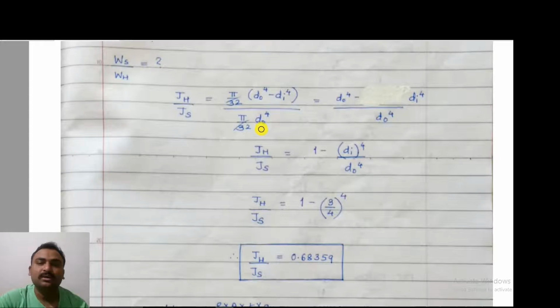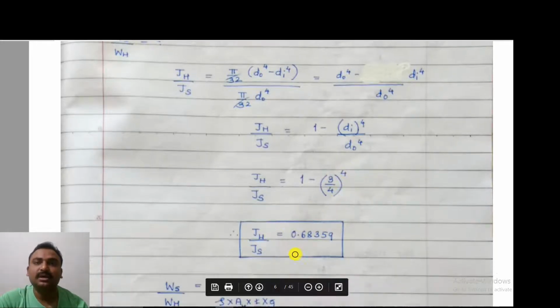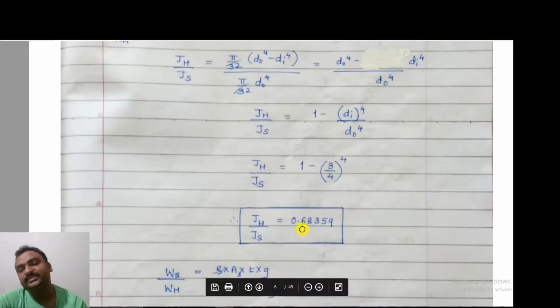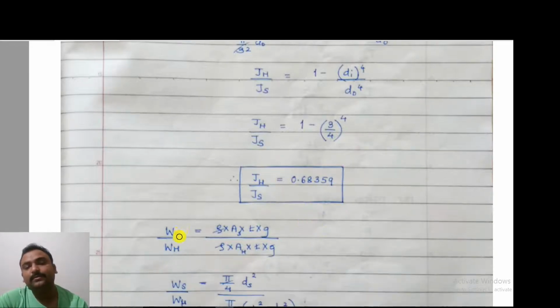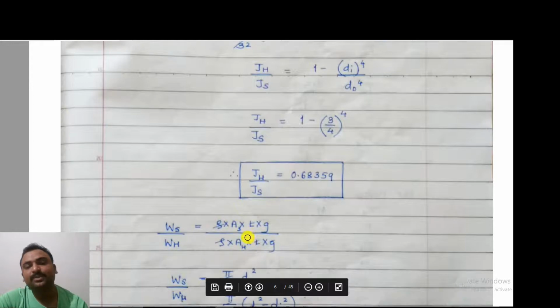Okay, just see here, pi by 32 will get cancelled, do will go in this bracket, do will get cancelled, so 1 minus di raised to 4 upon do raised to 4 will be there. So we know that di upon do is 3/4, 3/4 raised to 4. So we'll get tau h upon tau s as 0.68539.